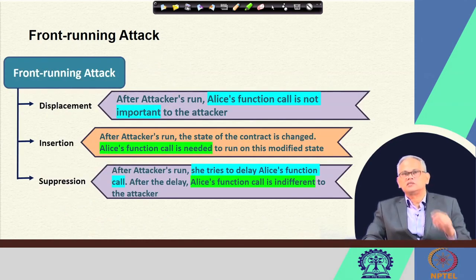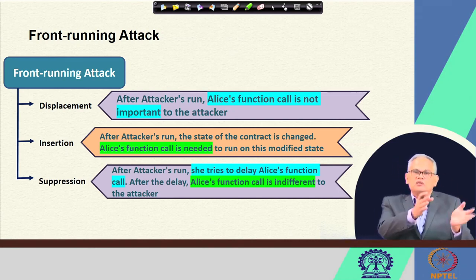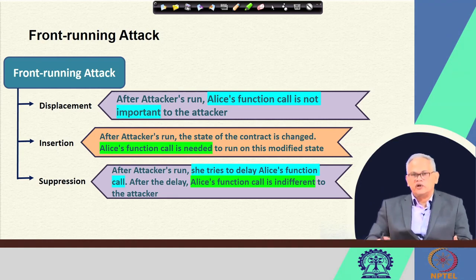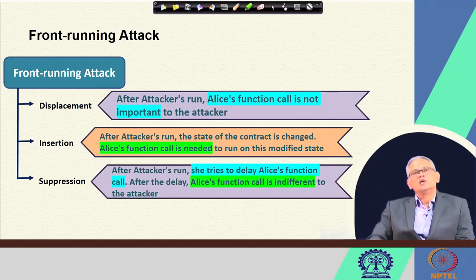Now, Alice will be forced to buy at 110, and for that she has to pay more. So, what it says is that Alice's function call will be required to run on this modified state. The state was 1 ether equal to 100 rupees, the modified state is 1 ether equal to 110 rupees. So, Alice's function call will now be required to run on this modified state.